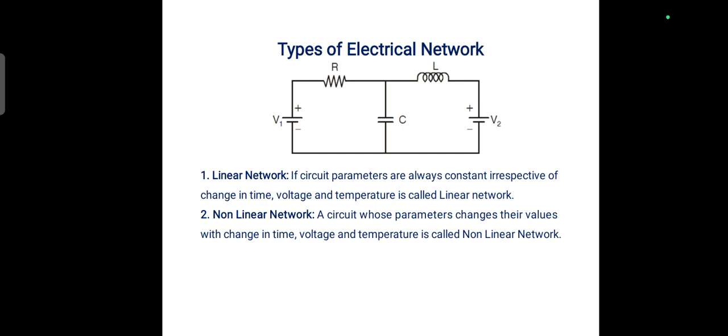Types of electrical network. Here we can define the electrical network in different ways, based on the linearity of the working of the circuit. We can call it a linear network or a non-linear network. We take it as a linear network if the circuit parameters are always constant irrespective of change in time, voltage, and temperature. In a non-linear network, the circuit parameters change their values with respect to time, voltage, and temperature.